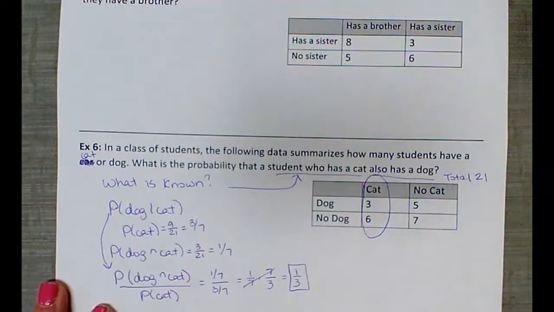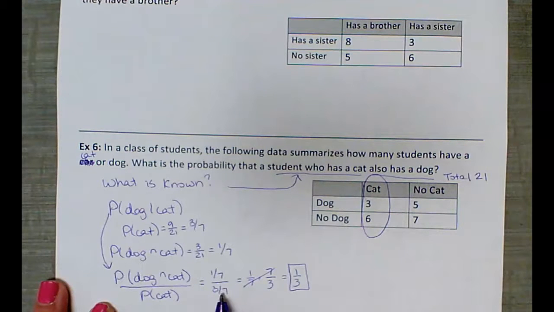So the probability that a student has a dog given that they have a cat is the intersection over the probability of the known event. So that's 1 over 7 divided by 3 over 7, or 1 over 7 times 7/3. The 7's cancel, and you're left with a probability of 1/3.